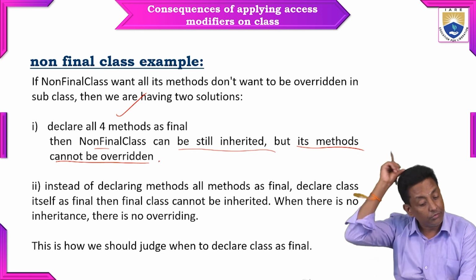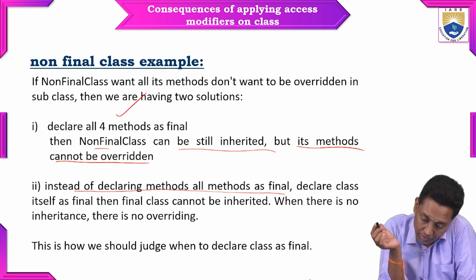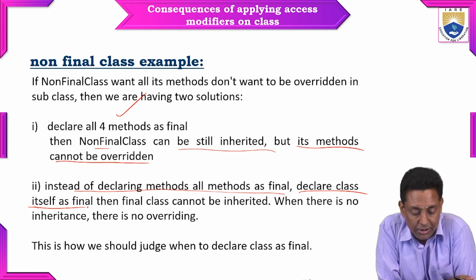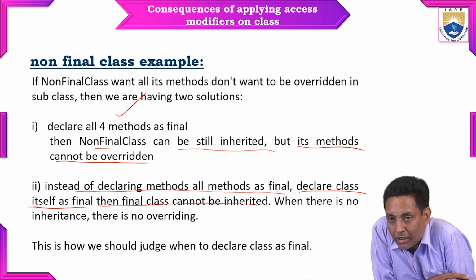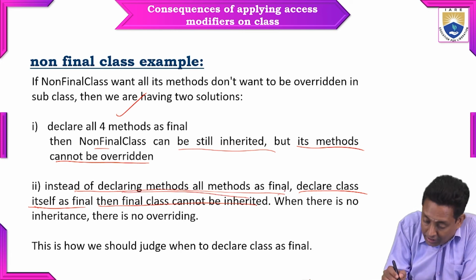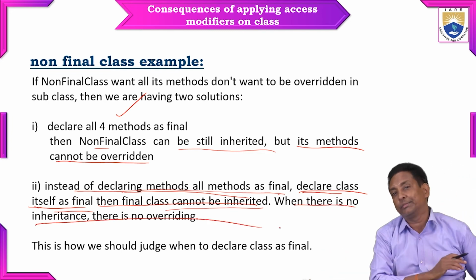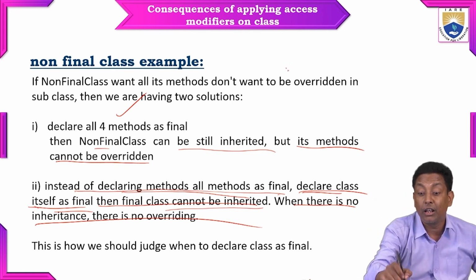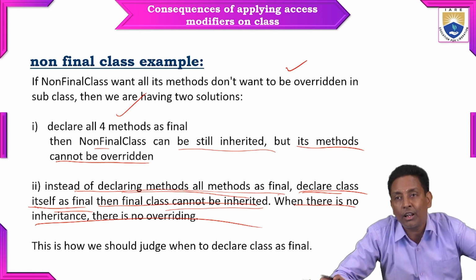That is one point. Second, instead of declaring all the methods as final, declare the class itself as final. Then the final class cannot be inherited. When there is no inheritance, there is no overriding. If a class decides that none of its methods should be overridden in a subclass, there is no need to mark each method final.